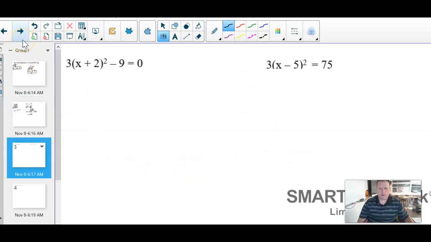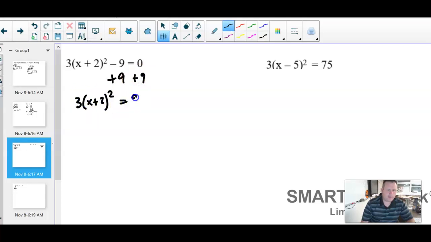Okay, looking at some other variations. These are some of the other variations where we've got something in parentheses, but our idea is still the same. We're going to isolate the squared term, which is everything in this parentheses. So I need to move this 3 and I need to move this negative 9. We're going to work backwards from order of operations. We're going to move the subtracting 9 first, so we're going to add 9 here. So that'll give me 3 times x plus 2 squared equals 9.